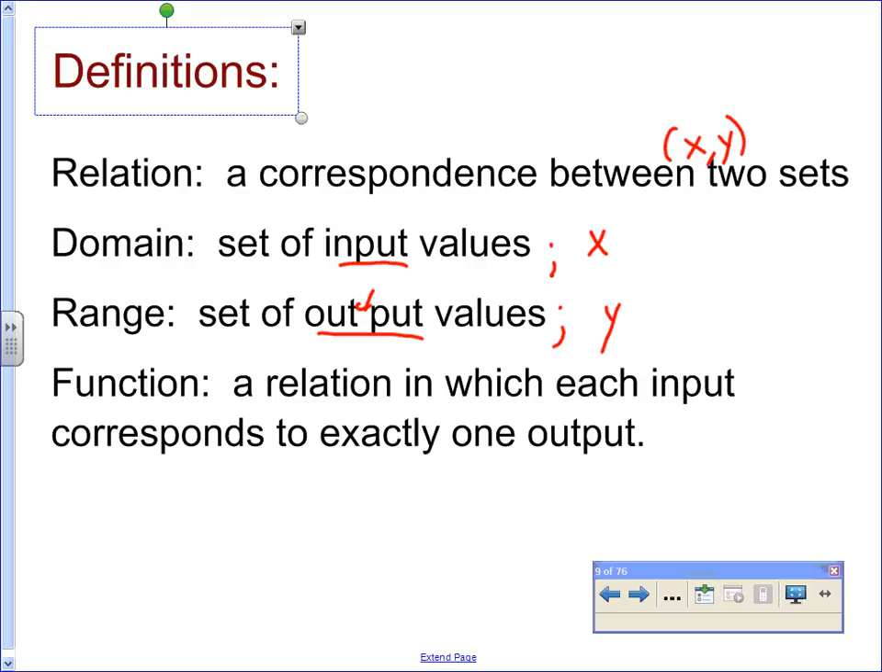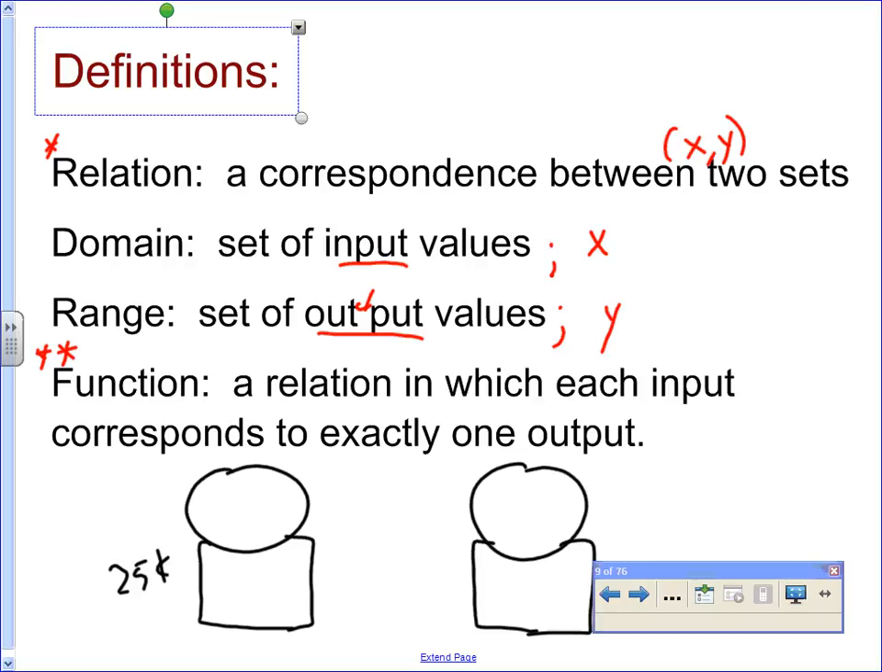And then we have a function. So a function is a special relation, okay? So first you're a relation, and then after a relation you may or may not be a function. So a function is a relation in which each input corresponds to exactly one output. So I like to think of this as like a bubblegum machine, okay? Let's say I have two bubblegum machines, and each one takes 25 cents, okay?